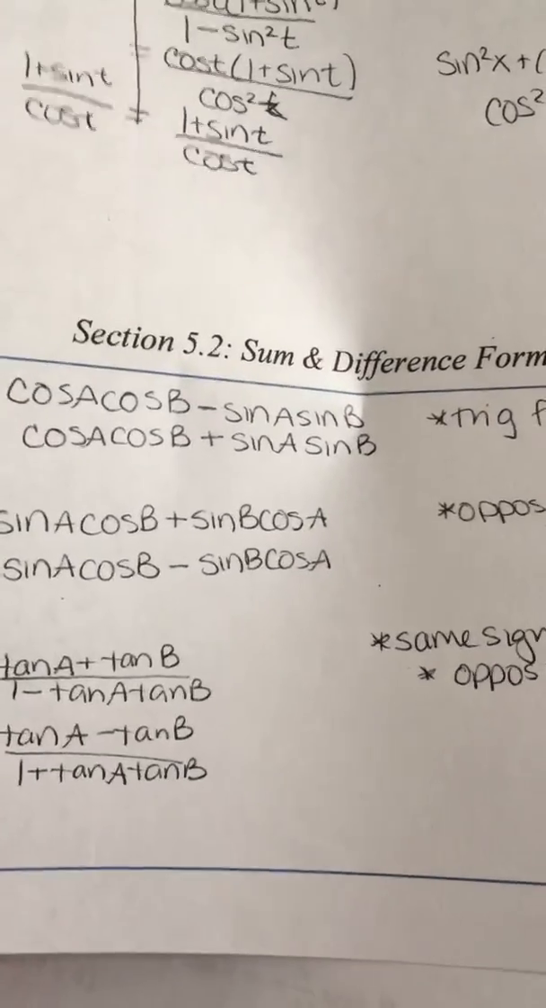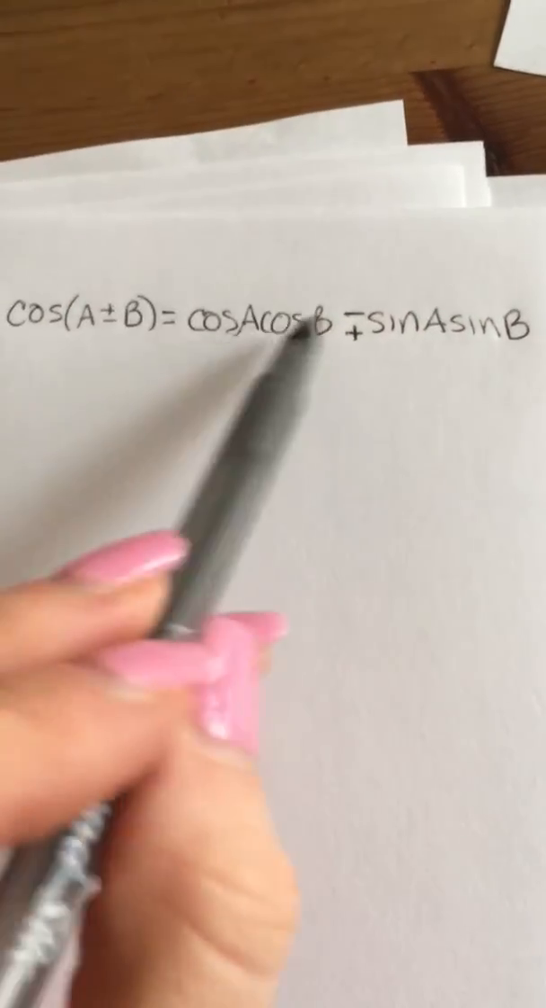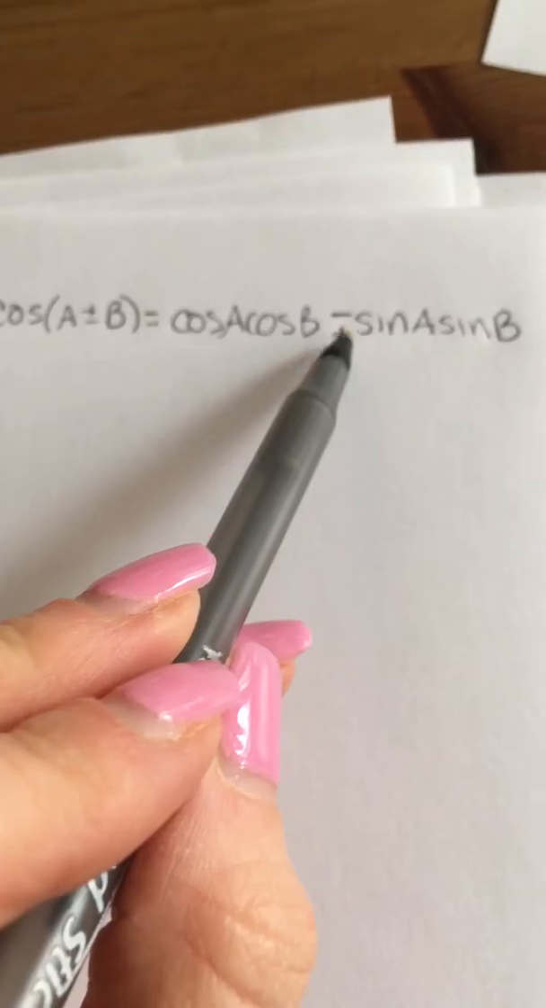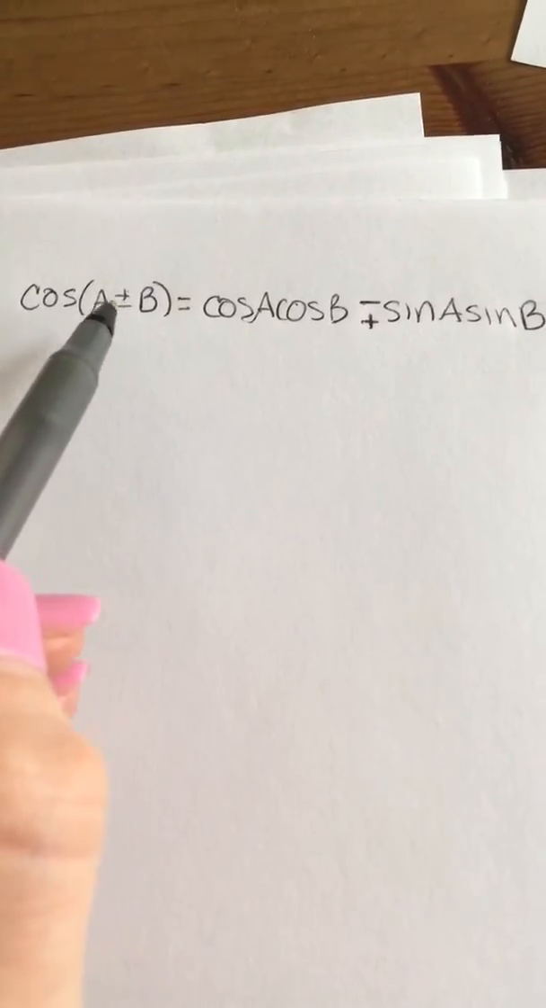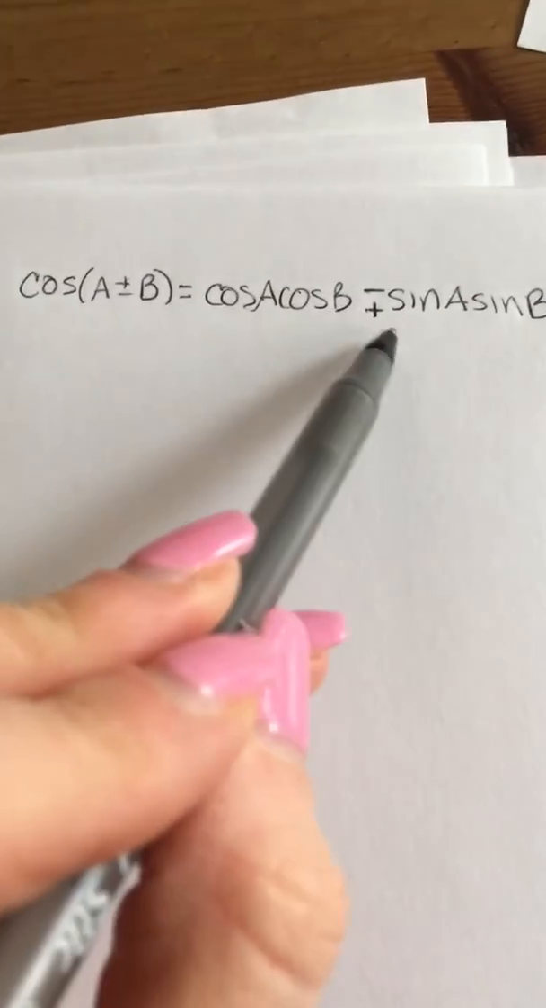So this formula says exactly what these two say, just as one. So this minus plus here tells me to change the sign in the middle. So if it's a plus, it's a minus. If it's a minus, it's a plus. So it's a nice way to think about it.